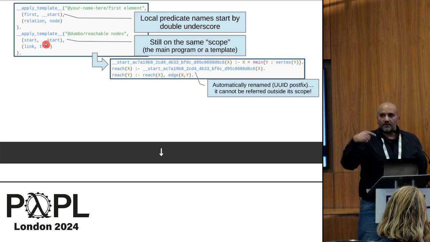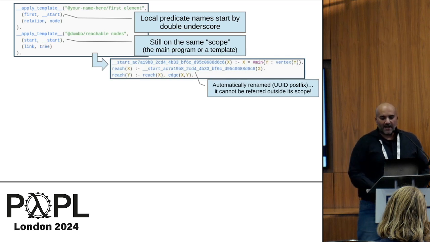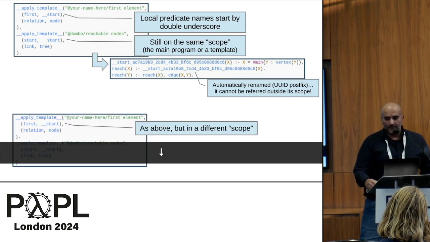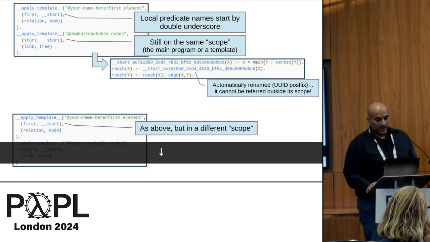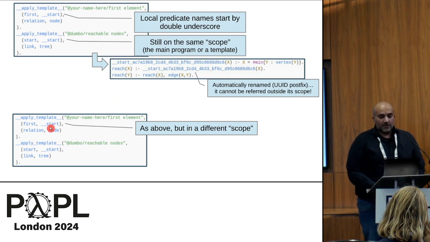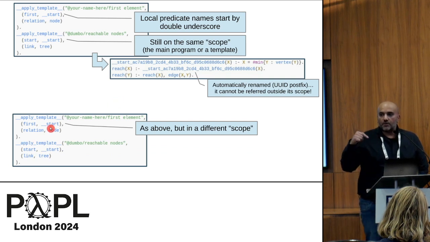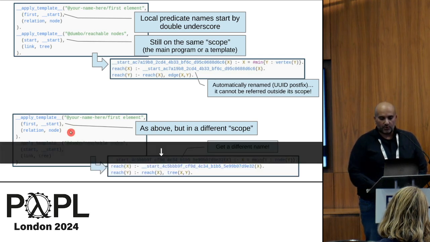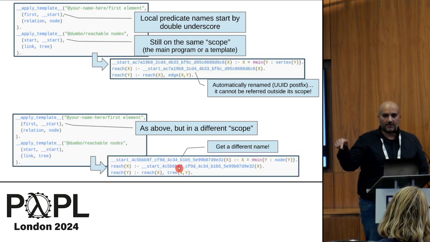But from outside you can't refer to it, because we are going to rename it in a random way when we apply the template. And there is no chance that you are going to refer to this symbol, unless you look at the transpilation, but you can always shoot your foot. Now, if in a different context you use __start, it's the same name, but it's a different symbol, because the automatic renaming is going to assign a different name in the transpiled code.